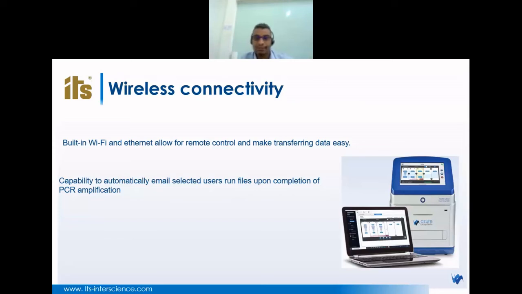Wireless connectivity, the machine can be connected to the Wi-Fi. Okay, so when you're connected to the Wi-Fi, right, this allows you to have remote access. So you can monitor your runs even when you're not physically beside the machine. And you will also be able to import your run files once the machine is done when you're far away. And there is also a feature on the Azure that lets you email run files back to yourself once the run is completed. Okay, so this is quite handy, and you can analyze your results wherever you are.